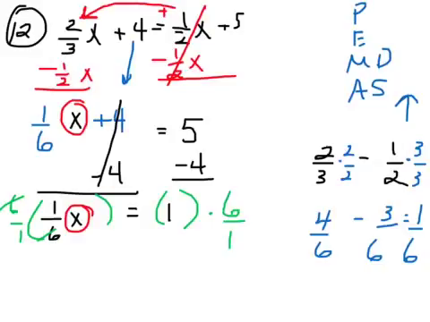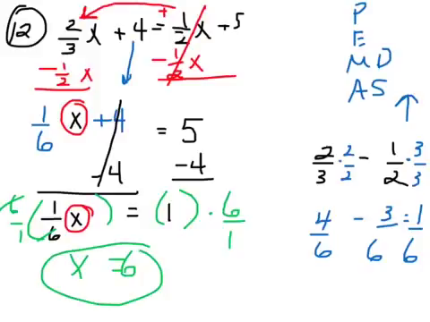They turn into 1s. But we've talked about how 1 times 1 on the top is 1, 1 times 1 on the bottom is 1, 1 over 1 is 1, and 1x is x, okay? And then you've got 1 times 6 basically on the other side, right? Because 6 over 1 is just 6. 1 times 6 is 6, and you're done.